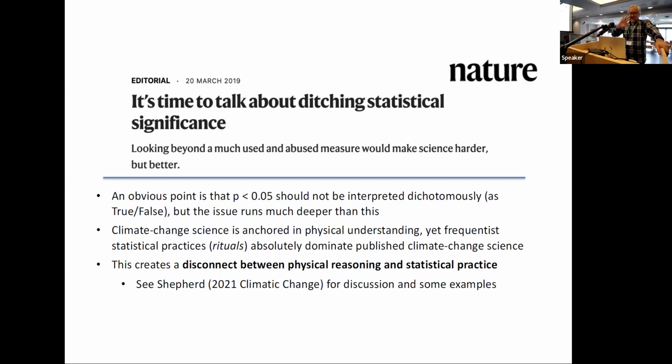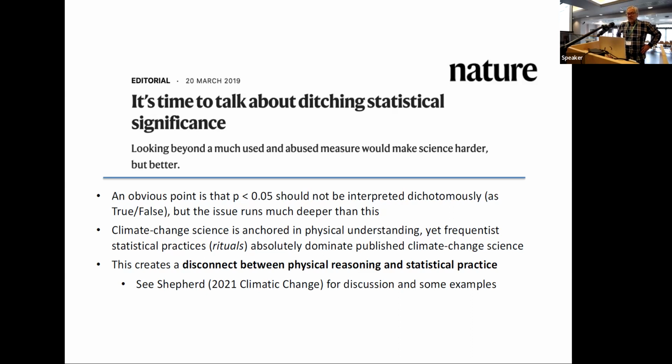And this, of course, is across many areas of science. The main point that they're making here, and this was signed by 300 statisticians or something, is that a p-value of less than 0.05, which is a standard level, should not be interpreted as true or false. But the issue runs much deeper than this, and I've tried to talk about this in an essay that I published in Climatic Change a year ago almost now.